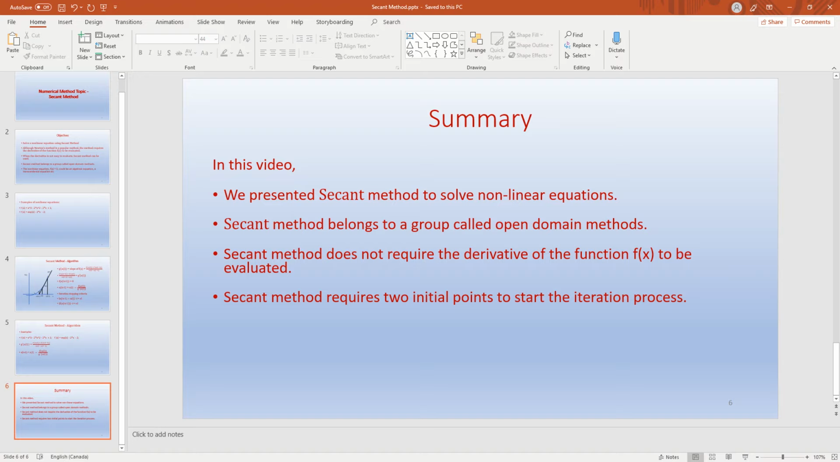But the secant method requires two initial points. In Newton's method, we initiate the problem with a single x value, whereas in the secant method, we require two initial points, two x values, x1 and x2.